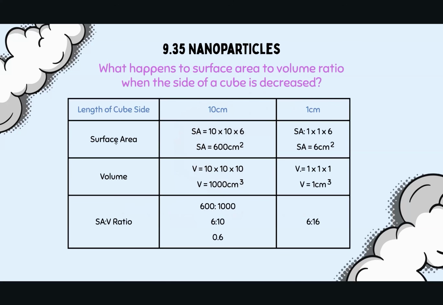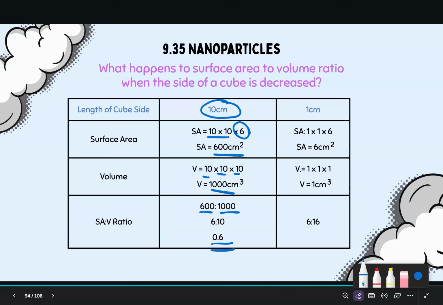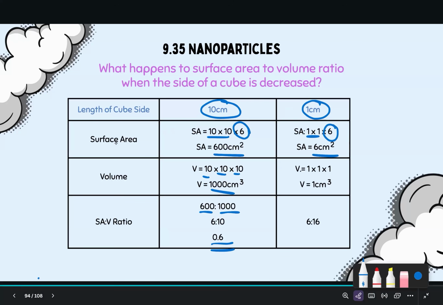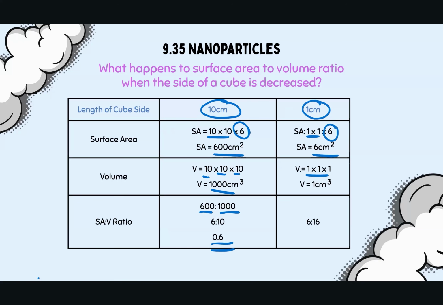Now, if you've got a cube where one side is 10 centimeters, your surface area for one side is going to be 10 times 10, then you multiply that by 6 because there's 6 sides. So it'll be 600 centimeters squared surface area. But the volume will be 10 times 10 times 10, which is 1,000. So surface area to volume ratio is 600 to 1,000, 0.6. But if you have something smaller, where each side is 1 times 1, multiply that by 6 because you've got 6 sides, you've got 6 centimeters squared surface area. But the volume is just 1 times 1 times 1. So we have a ratio of 6 to 1. That's a massive surface area to volume ratio.